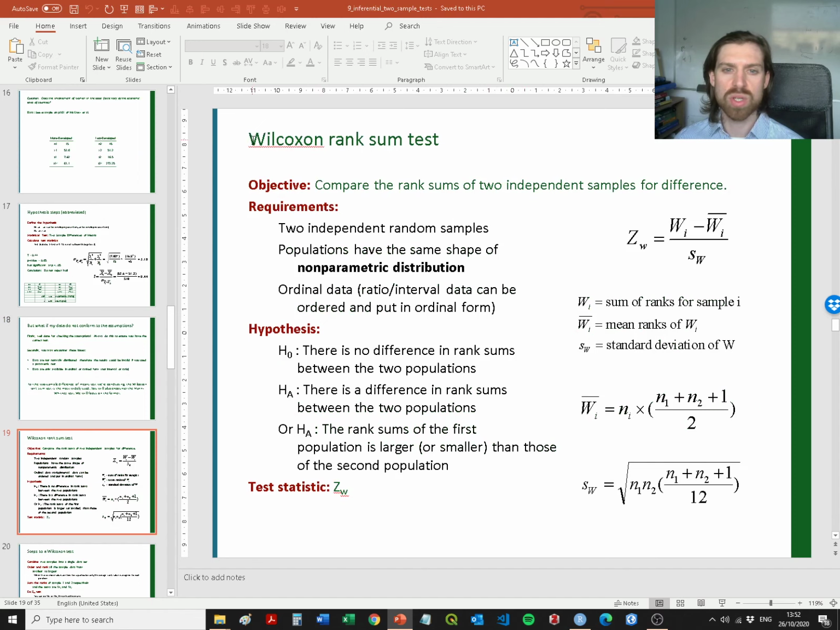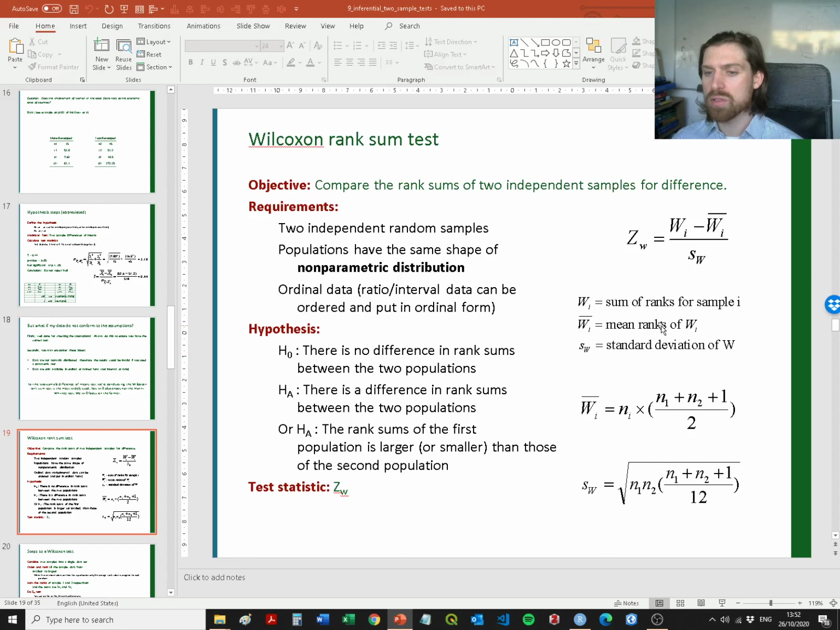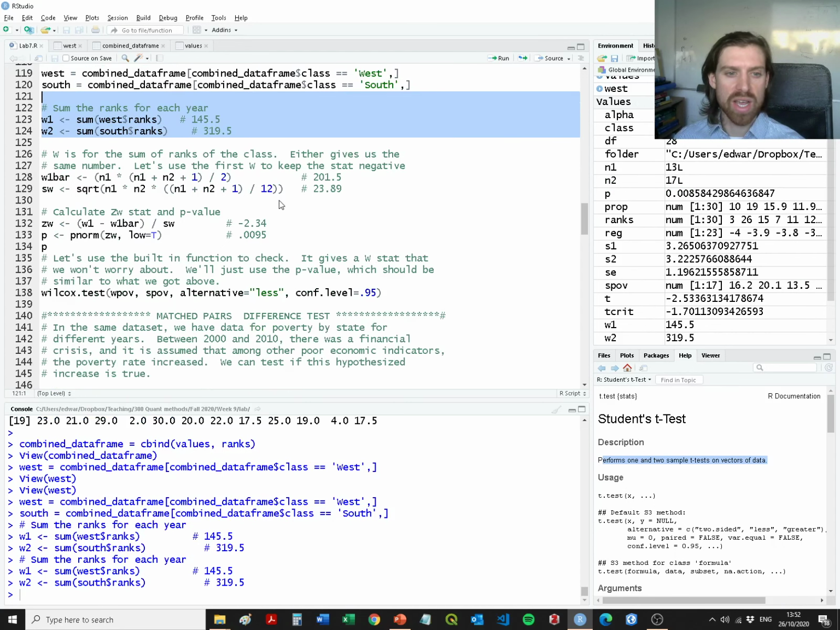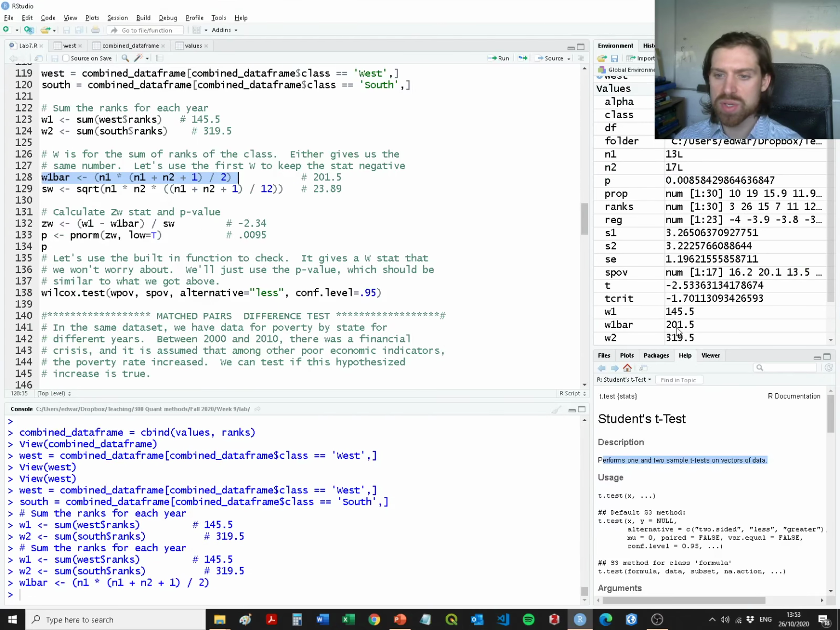So here we are. This is the Wilcoxon rank sum test. This is what we're interested in: the sum of the ranks for each sample, so Wi, in this case W1, W2. Then we want the mean of the ranks for Wi, and we also want the standard deviation of W. So that's what we need to get next. To get the W1 bar, we need to follow this equation down here. We input the number of data samples for that one sample of interest, and run through this calculation, and we're able to produce this value of 201.5.